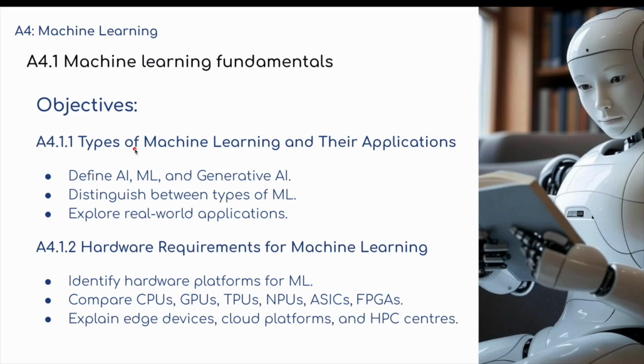Okay, so what are we going to cover in this video? Well, there are 2 objectives: types of machine learning and their applications, this is 4.11, and 4.12, hardware requirements for machine learning. For part 1, we need to define AI, machine learning and generative AI. We need to distinguish between the different types of machine learning and explore real-world applications. And then for the hardware requirements, we need to identify platforms for machine learning, compare CPUs, GPUs, TPUs, NPUs, ASICs and FPGAs, and explain edge devices, cloud platforms, and HPC centers.